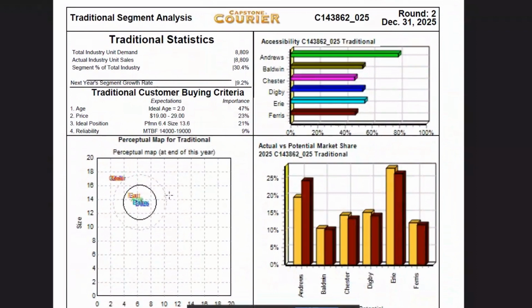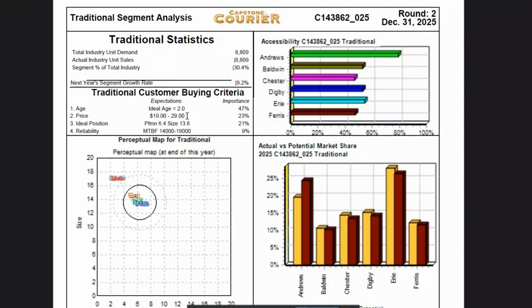I have opened up the first product, which is the traditional segment, and here you can see that the price importance is second, and the price is ranging between $19 and $29. For the first round, all the prices of the competitors will be the same, and going forward, round one, round two, and onwards, they'll be changing the prices accordingly.